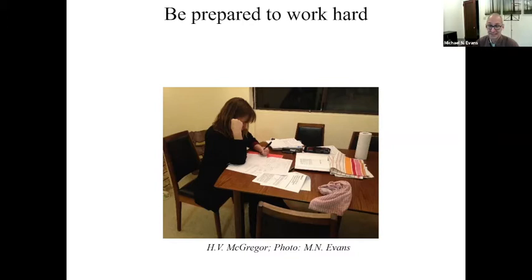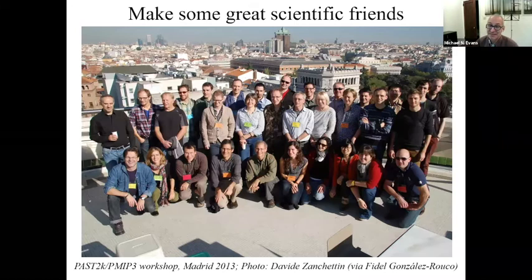So hard work is part of this equation as well. You're also going to make some great scientific friends. This is a picture of the group that assembled for a workshop that brought together people who work on PMIP, paleoclimate modeling, and also the 2K projects to try to understand whether there was agreement or disagreement between the reconstructions of climate and simulation of climate over this time period, and if so, why?